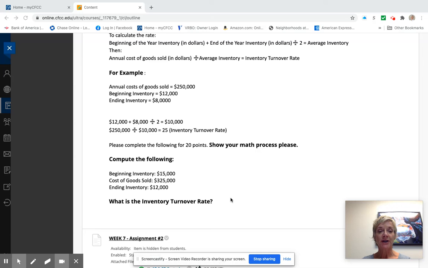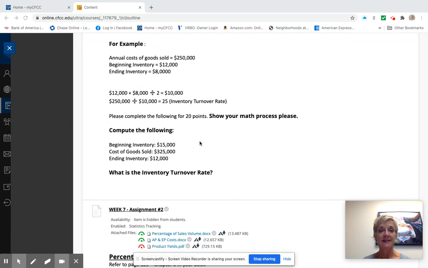So the question in this assignment is, I have a question for you at the bottom. It's an example. So compute the following. If your beginning inventory is 15,000 and your ending inventory is 12,000 and your cost of goods sold is 325,000, what is your inventory rate? So in the text submission box here in Blackboard, please type out the math that you're doing in order to come up with that inventory rate, okay?